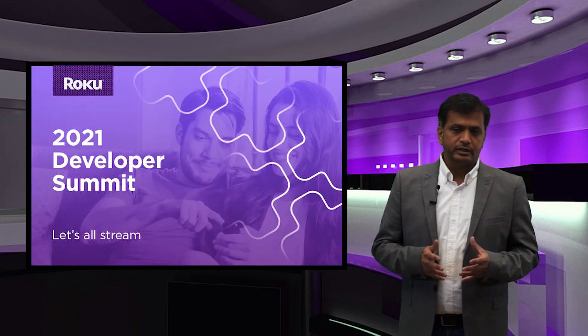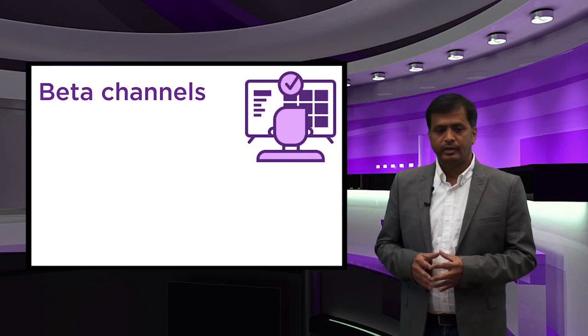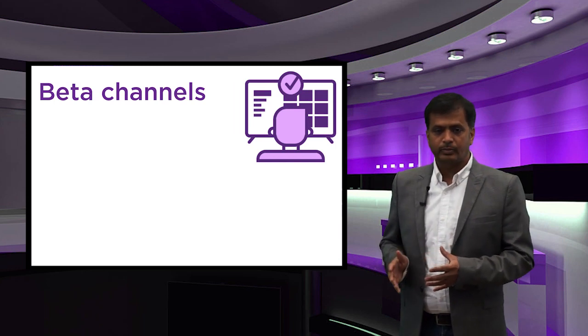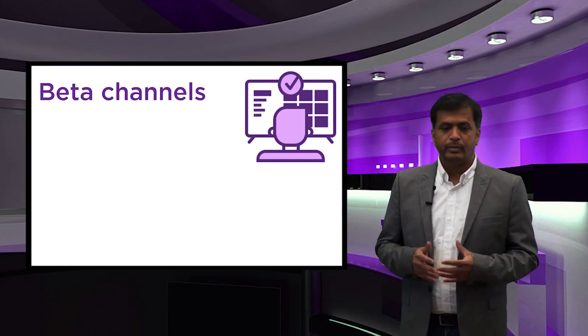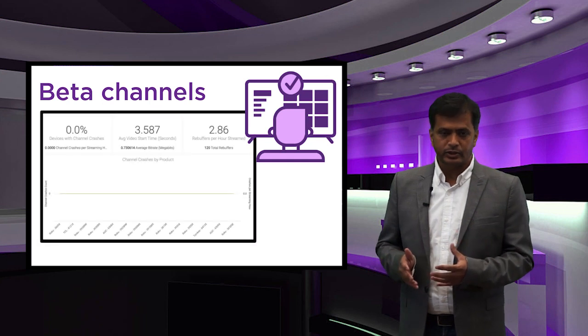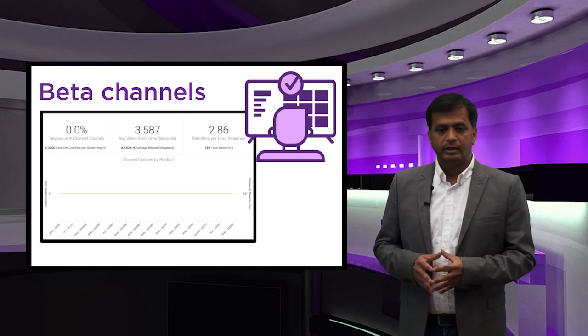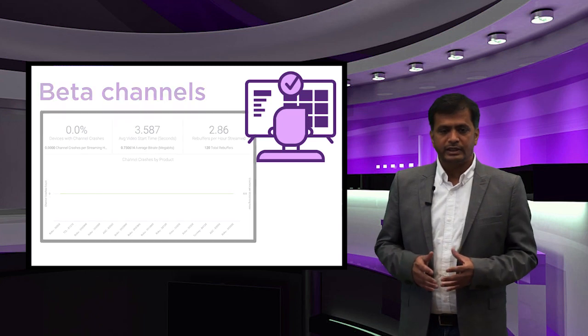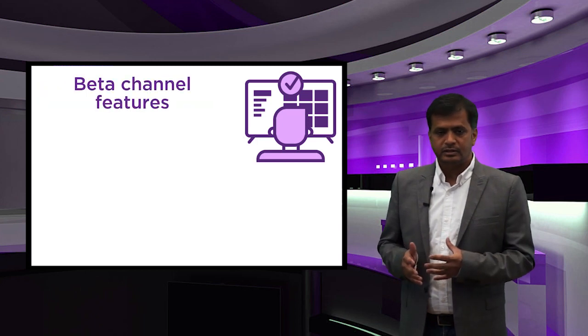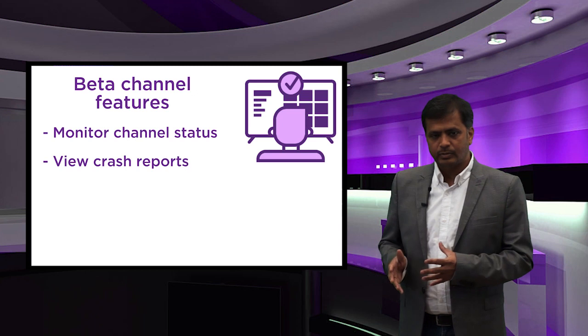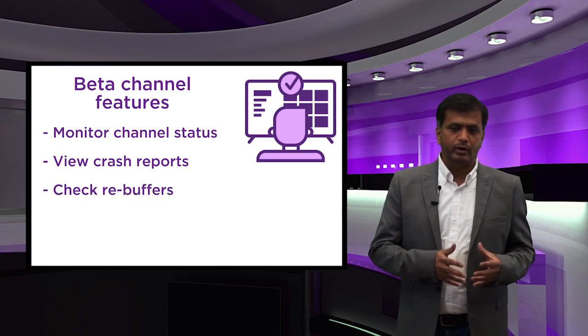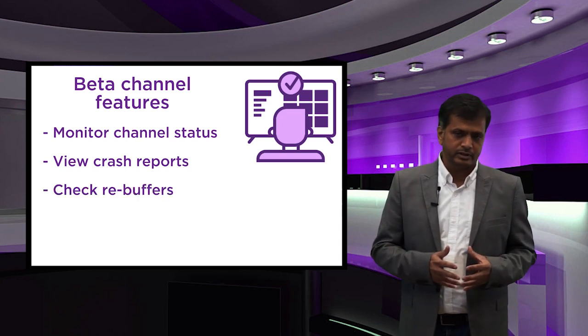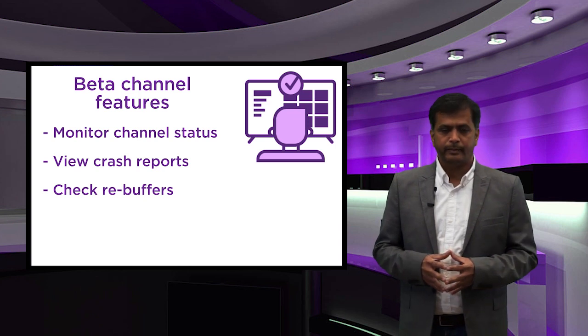Another new feature that we are excited to be rolling out is beta channels. This feature helps developers beta test their channels by giving them better visibility into channel performance. For example, developers can check the status of their test channels, view crash reports, see the number of rebuffers and streaming hours for their test channels.